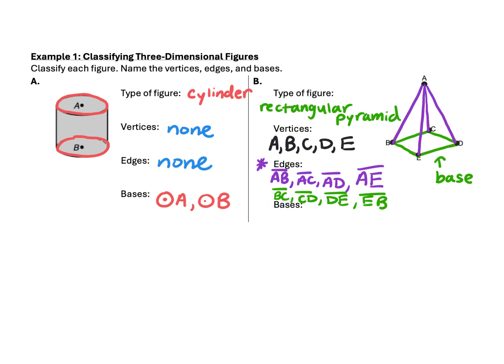And then lastly, when we name the base again is that rectangle. We name it with the word for the figure. So this is a rectangle, and then we use the vertices. So this is rectangle BCDE.